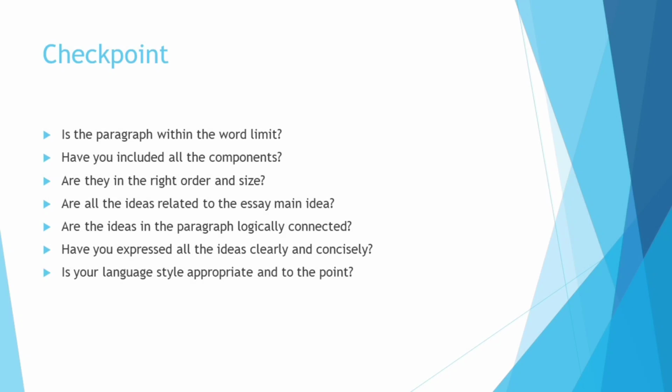Have you included all the components, which means do you have a hook? Do you have background information? Do you have a thesis statement? And inside your background information, do you have all the facts that you need? Are the components in the right order and size? All right. You should have the hook at first, and then the background, and then the thesis statement. This is the right order. And in terms of size, your hook should be just one sentence, your thesis statement at the end, just one sentence, and you need a number of sentences depending on the word limit that you have between the hook and the thesis statement.